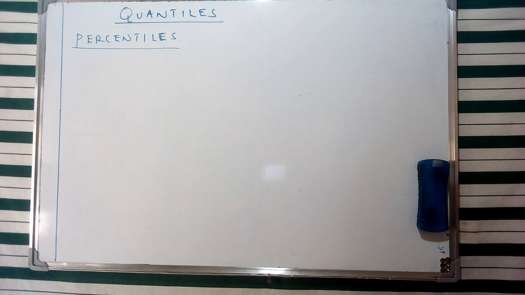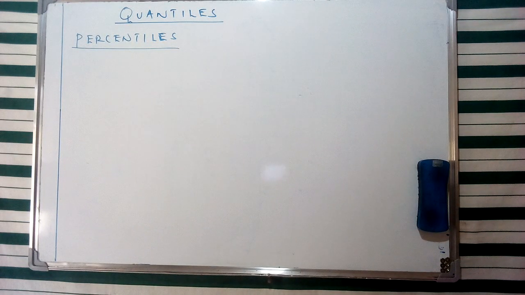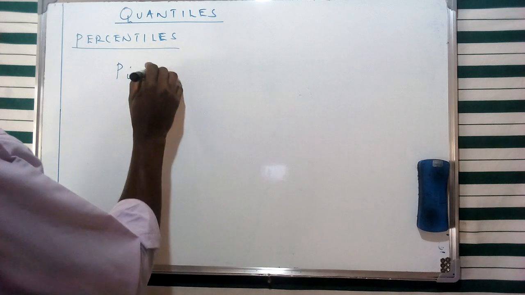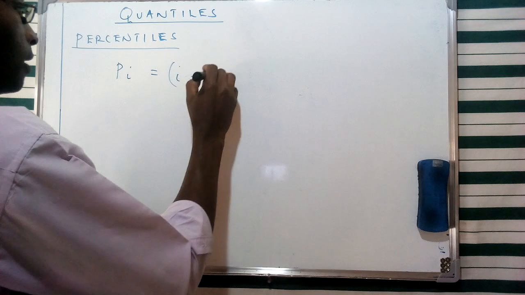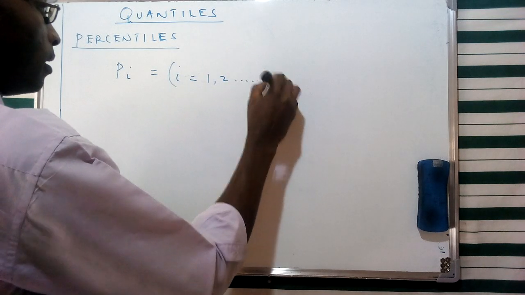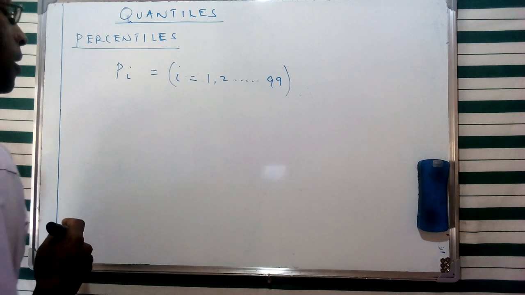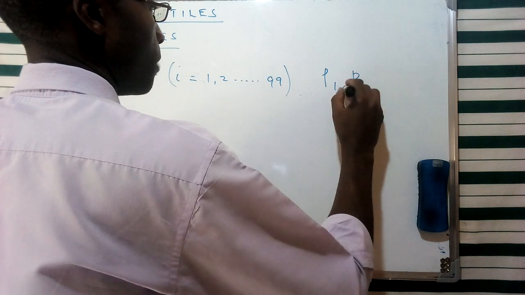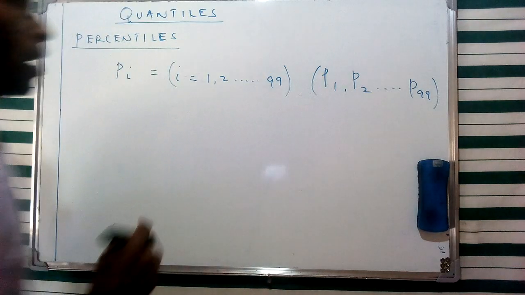In this case, the percentiles are measures that divide the frequency distribution into 100 equal parts. These divisions can be given in terms of Pi, where the value of i ranges from 1 to a last value of 99. So we can represent the percentiles as P1 for the first percentile, P2 for the second percentile, up to P99 for the 99th percentile.